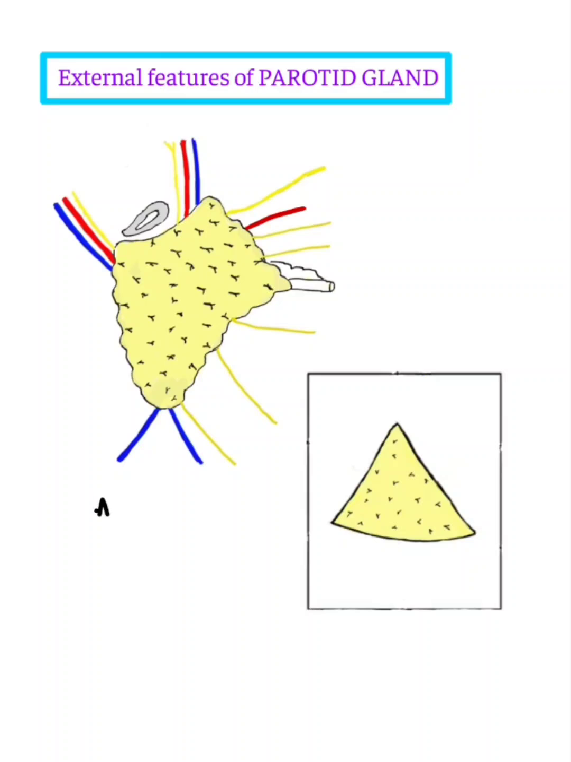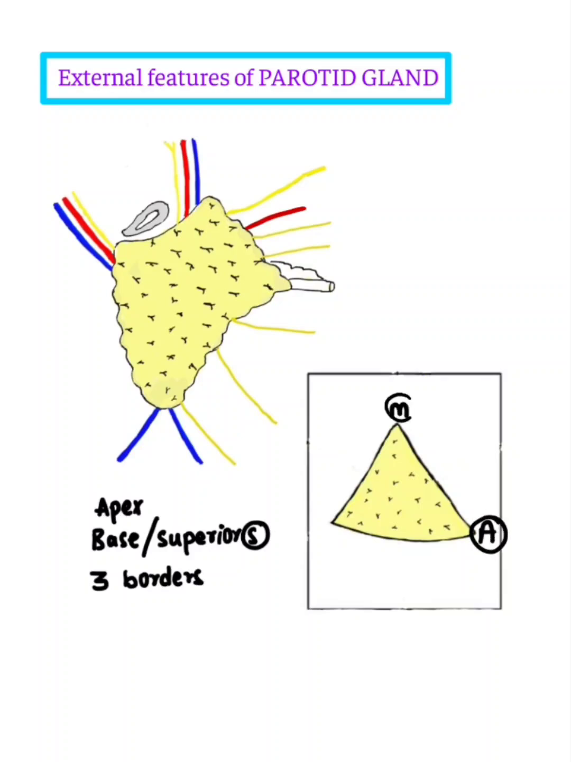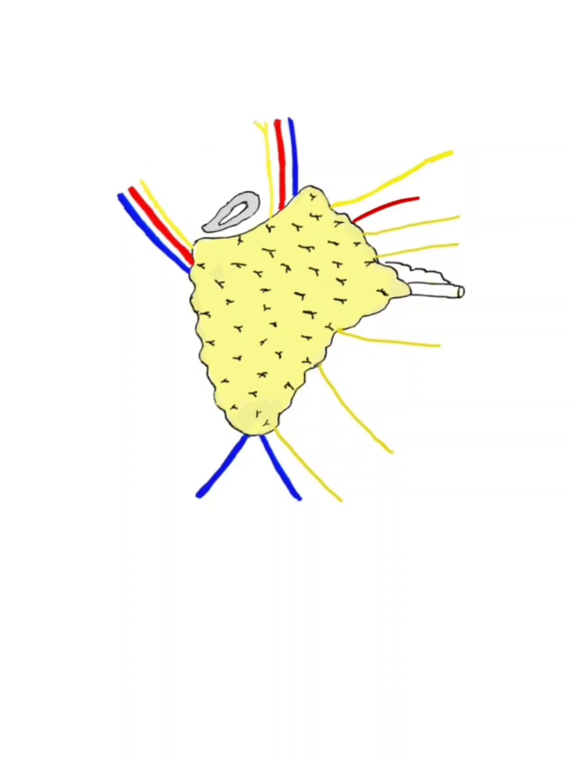It presents apex, base. Base is also known as superior surface. It presents three borders: anterior border, medial border, posterior border. It presents three surfaces: superficial surface or lateral surface, anteromedial surface, posteromedial surface. Now let's see about apex.